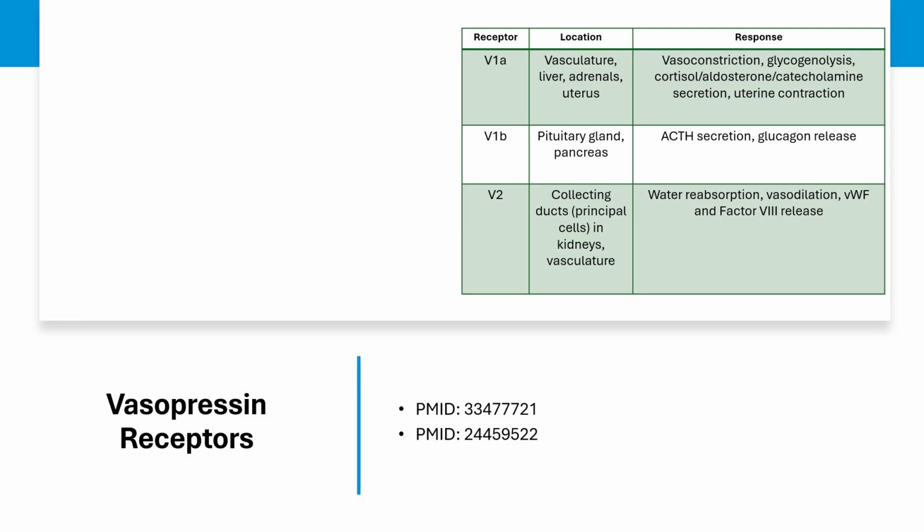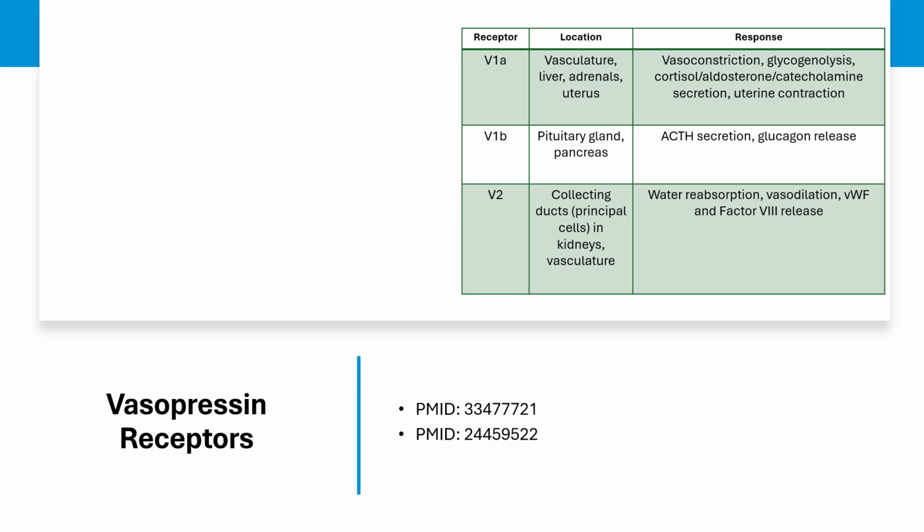Next is V1B receptors, which are located in the pituitary gland and the pancreas, and activation leads to ACTH secretion and glucagon release. V2 receptors are located in the collecting ducts, and the activation leads to increased water absorption. Also, V2 receptors are present in the vascular endothelium, and the activation leads to increased release of von Willebrand factor and coagulation factor 8, as well as vasodilation.